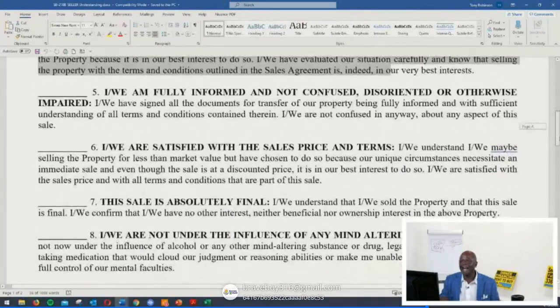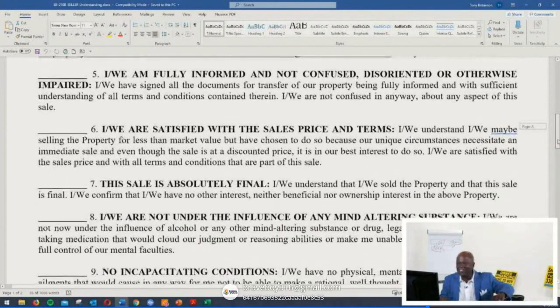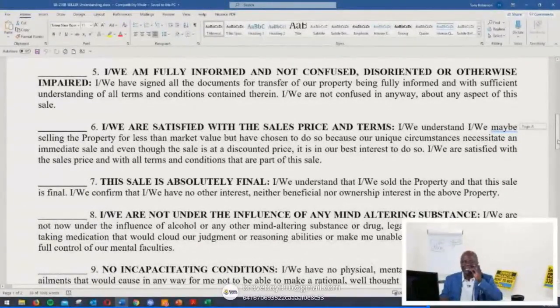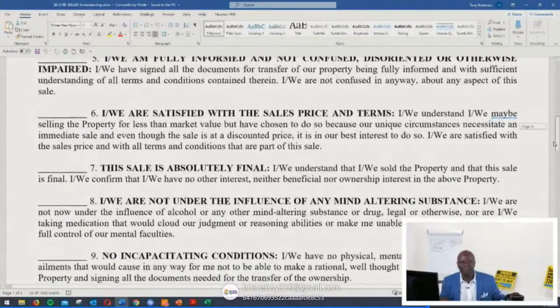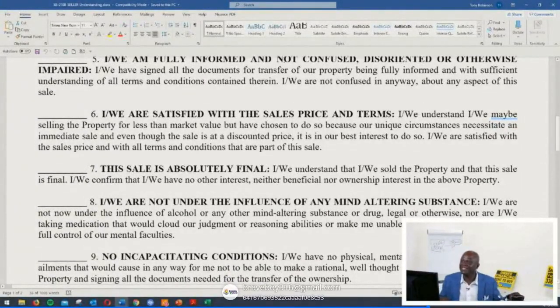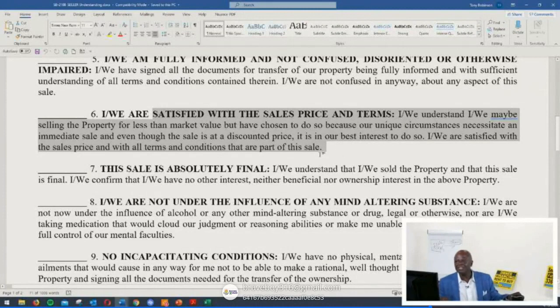It says that I am fully informed. I'm not confused, crazy, disoriented, drunk, or whatever, that I don't understand what I'm doing. They're initialing that. Says we are not confused in any way of any aspect of this sale. It says that we are satisfied with the sale price. And we realize that the price is discounted, but it's in our best interest to do so.